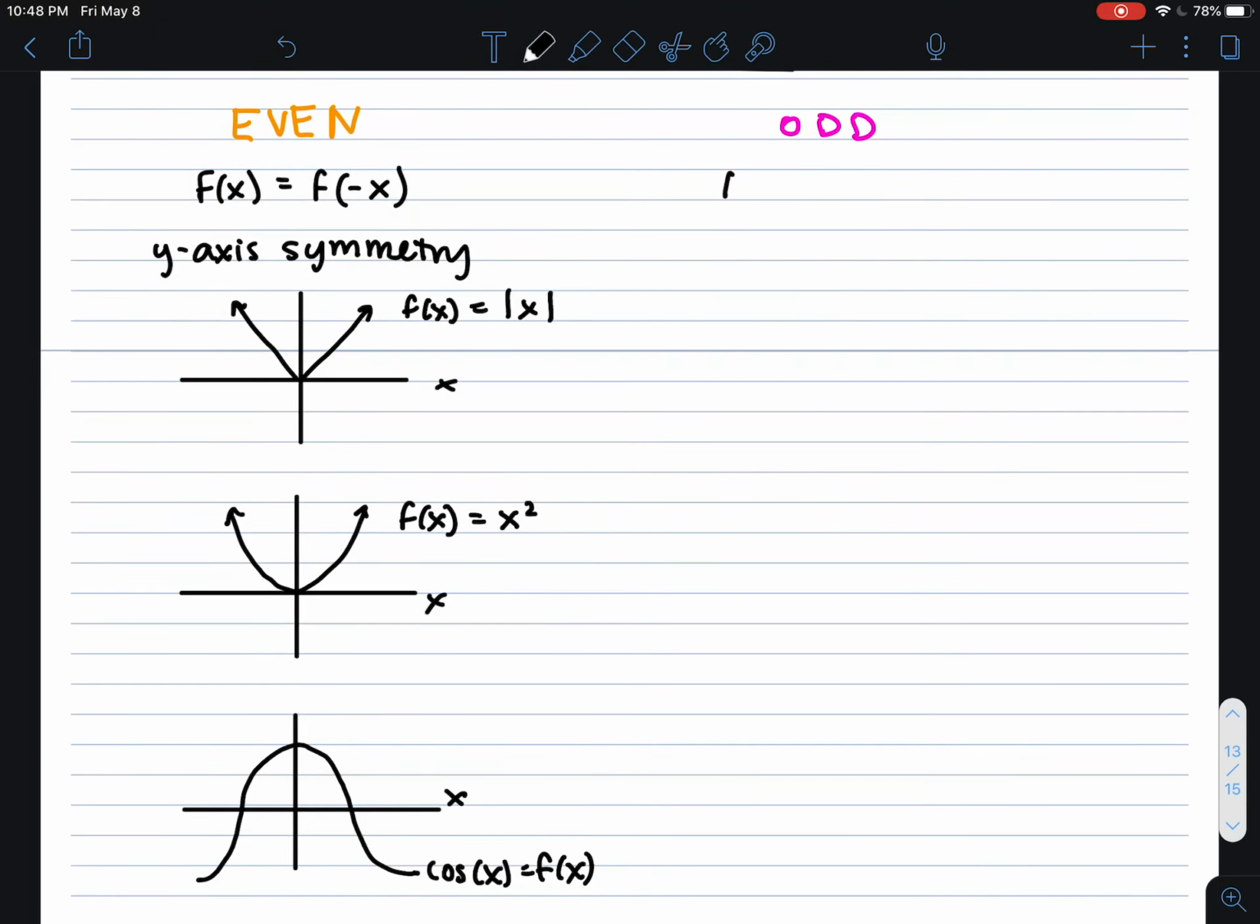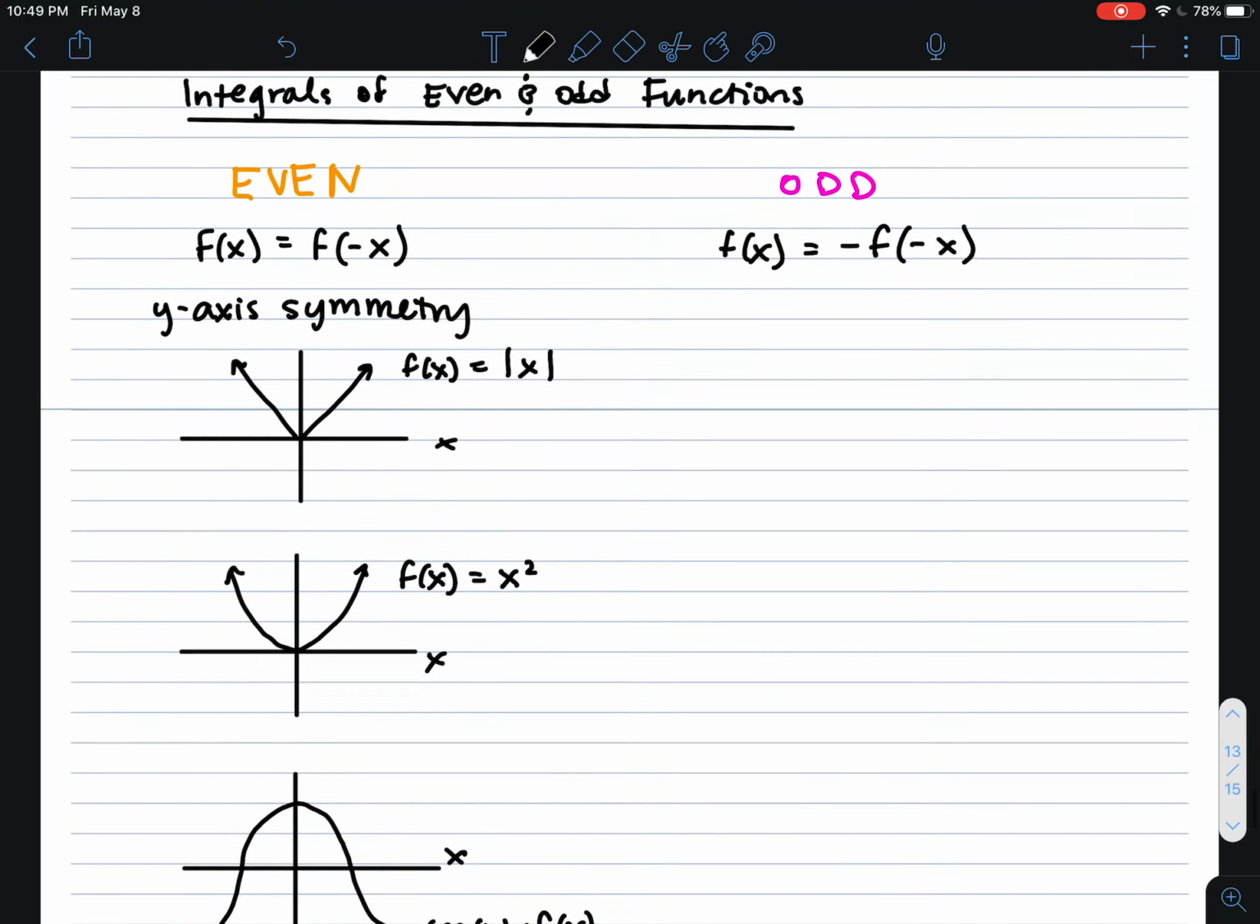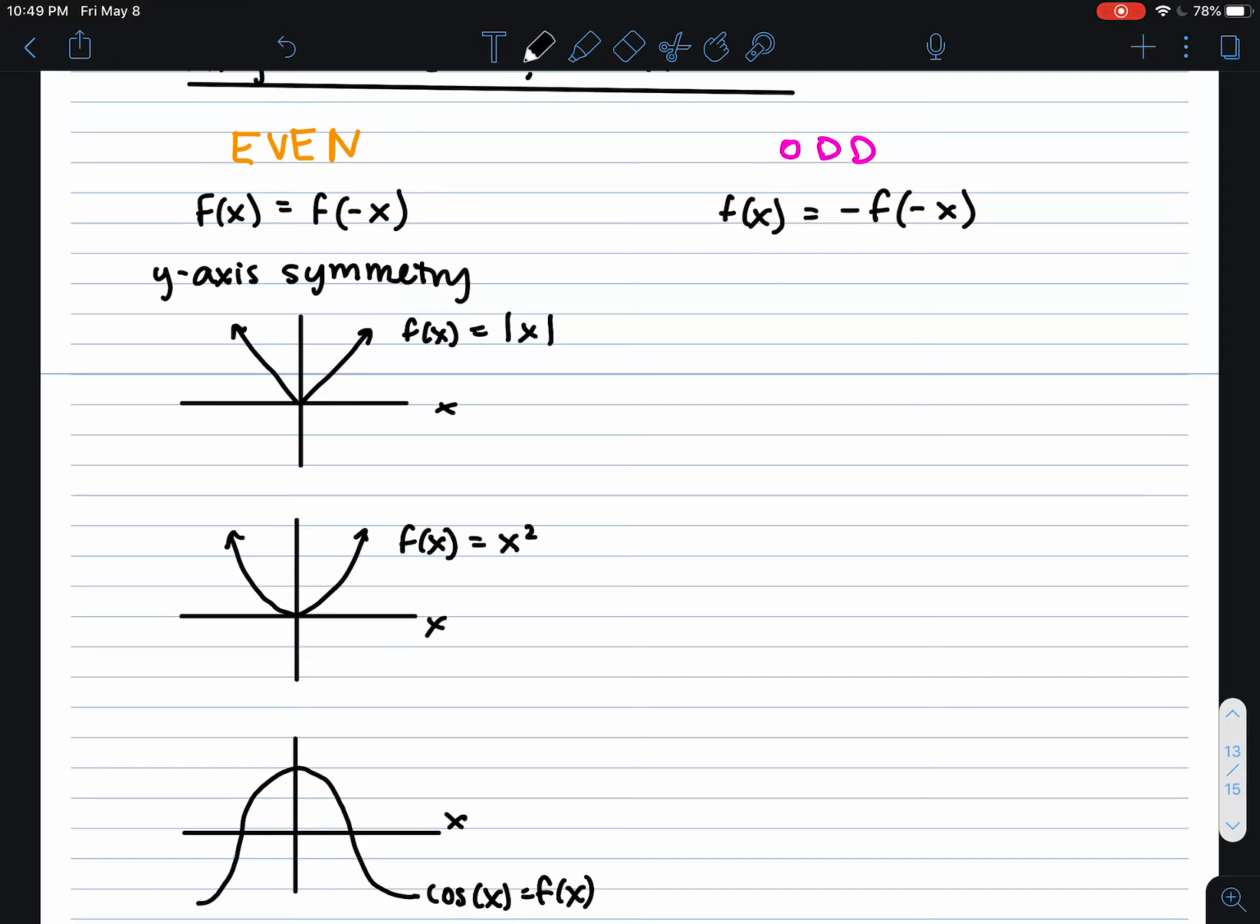And then odd functions are where f of x is equal to negative f of negative x. It's also important to note that not every function is even or odd. You don't have to be one or the other like numbers do. You can be neither even nor odd. We'll do an example of that later. So this is called origin symmetry, which is kind of like if it flips diagonally.